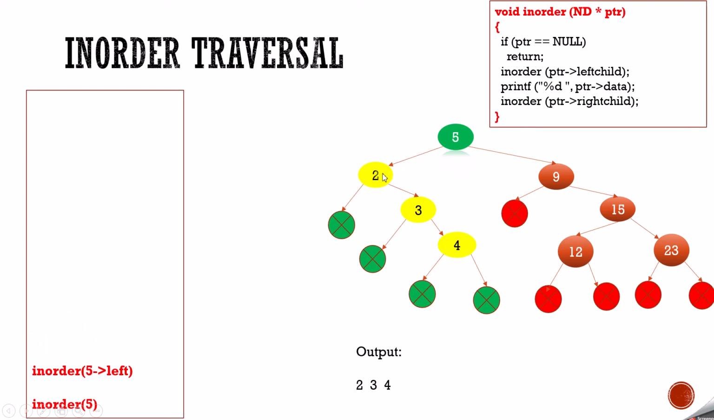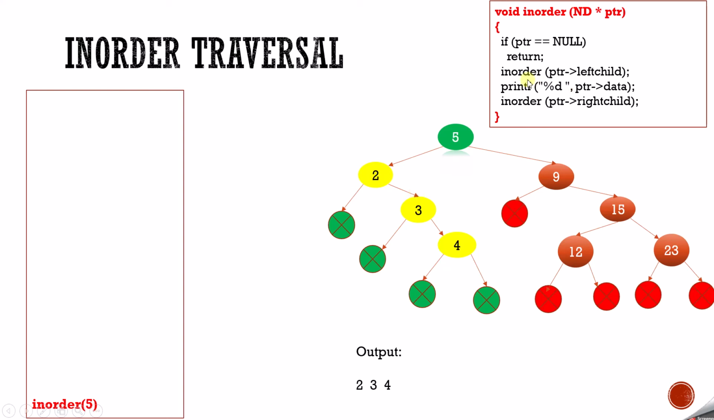So now what will happen? We have come to that node 2 because of the call from ptr arrow left child. So that is also now over. Okay, still 2 things are remaining.